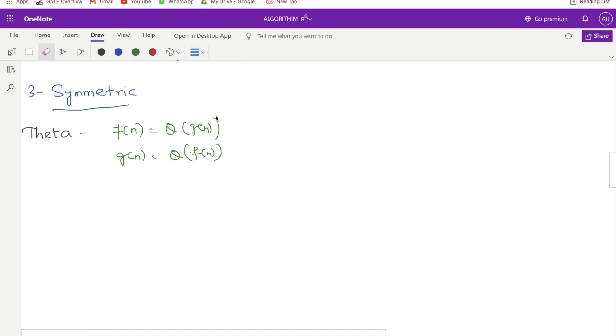Next, coming to the symmetric property. First, what is the symmetric property? The symmetric property means if an entity A is related to B, then B should be related to A. This is given and we have to derive this. If something A is related to B, then B should be related to A.